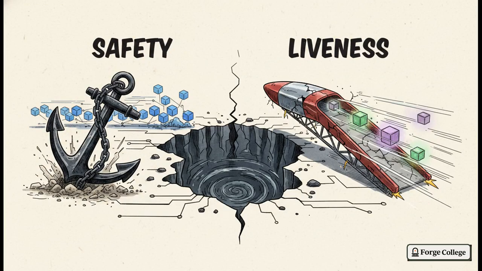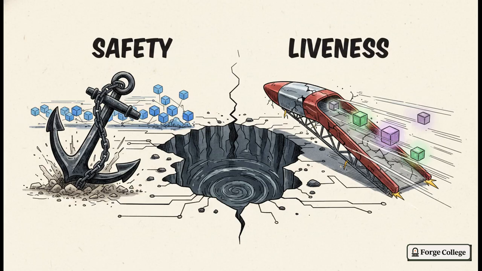Then there's safety versus liveness. Now, I know a consensus stall sounds like a sci-fi horror movie where the spaceship's engines mysteriously die in deep space, but actually, it's just a protocol prioritizing safety over liveness during a network partition. The system intentionally halts to avoid an inconsistent state.